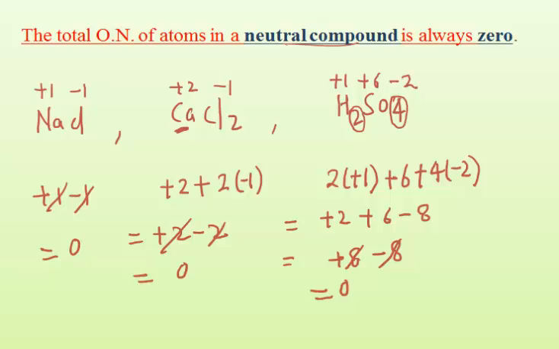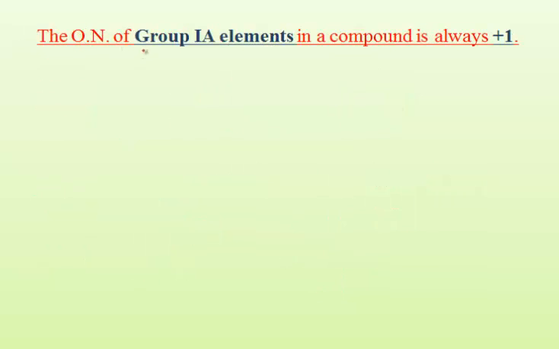Well, the next rule is the oxidation number of group 1A elements in a compound is always plus 1. The group 1A elements are lithium, sodium, potassium, rubidium, cesium and francium. These are group 1A elements. If any of these elements are present in a compound, they always show plus 1 oxidation number.